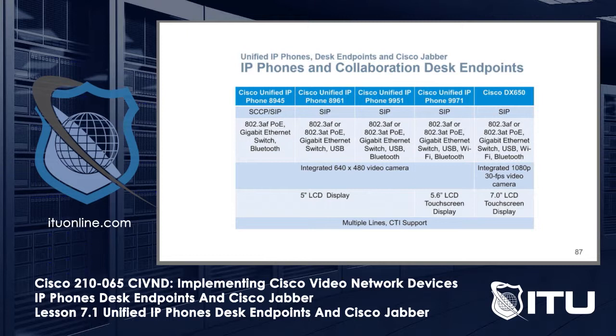All of these phones support multiple line appearances, multiple configurable feature buttons and soft key buttons. They all have CTI support for telephony integration and remote control through various applications for click-to-call features or control through a Jabber client, whatever it might be. So a wide array of collaboration endpoints that support both video and voice connectivity and functionality.